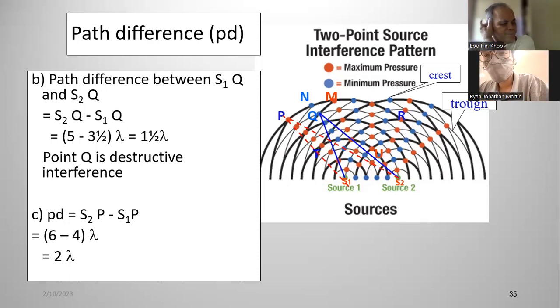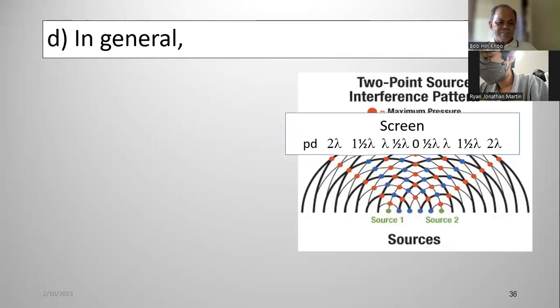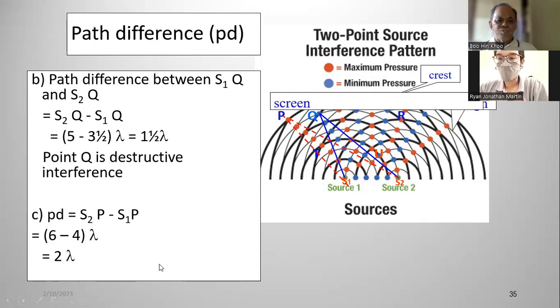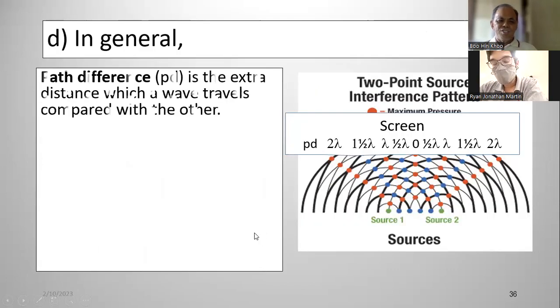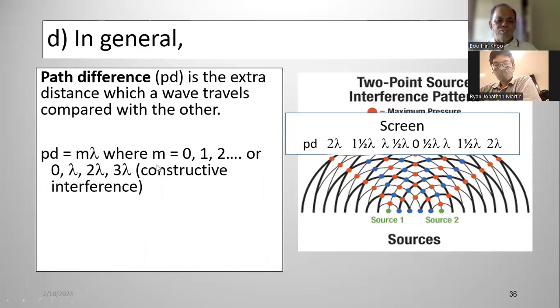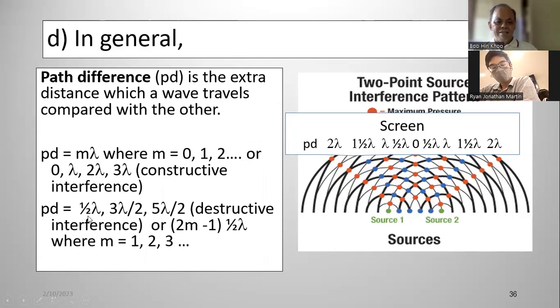So you should get 2 lambda. So it'll be constructive interference. Normally we won't draw all this diagram. We just use the path difference, the extra distance which a wave travels compared to the other one. If it's a whole number, 0, lambda, 2 lambda, 3 lambda, that is constructive interference. If it's half lambda, like 3.5, 1.5, or 2.5, we can summarize it as (2m minus 1) half lambda, where m is 1, 2, and 3. Remember m. Half lambda doesn't start with 0, it starts with 1. When m is 1, 2 minus 1 is half lambda.